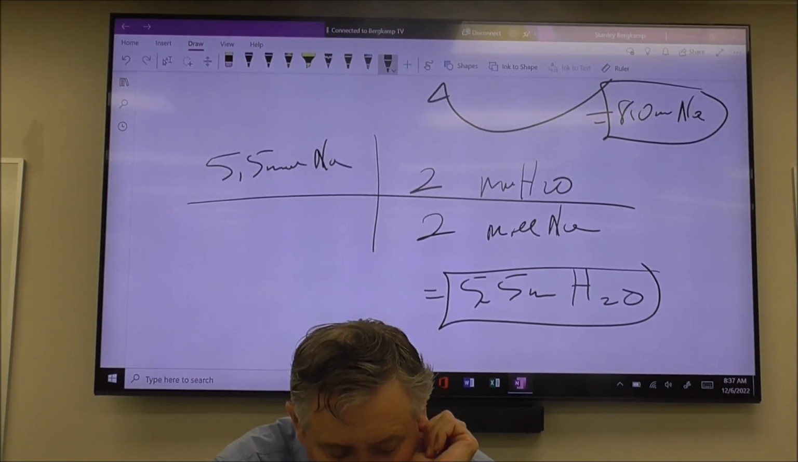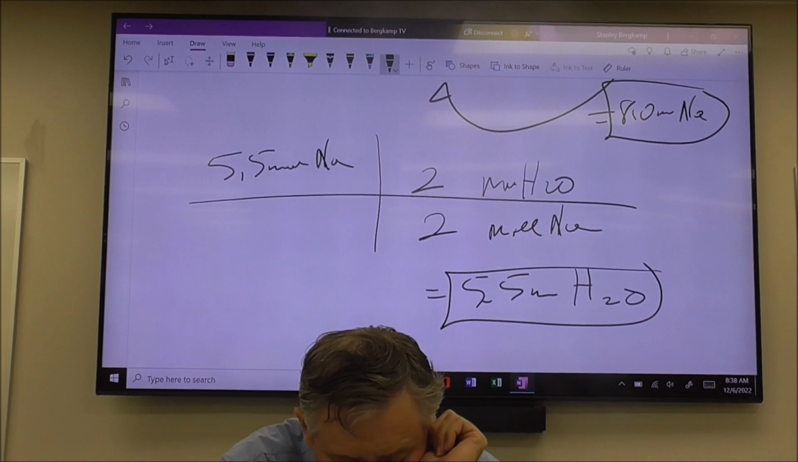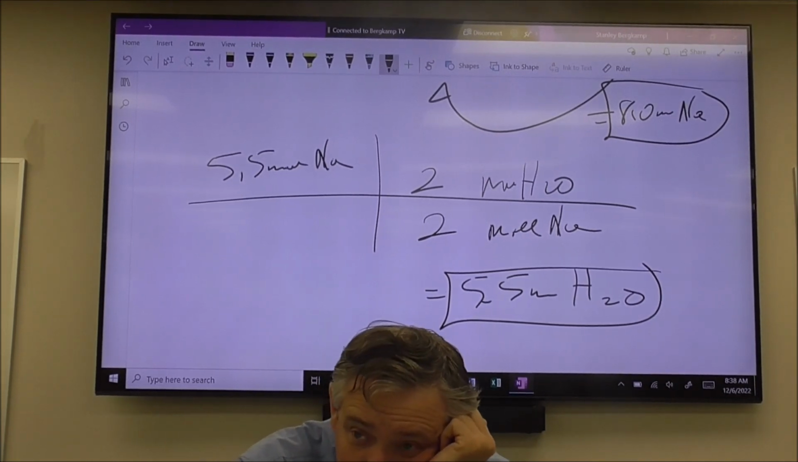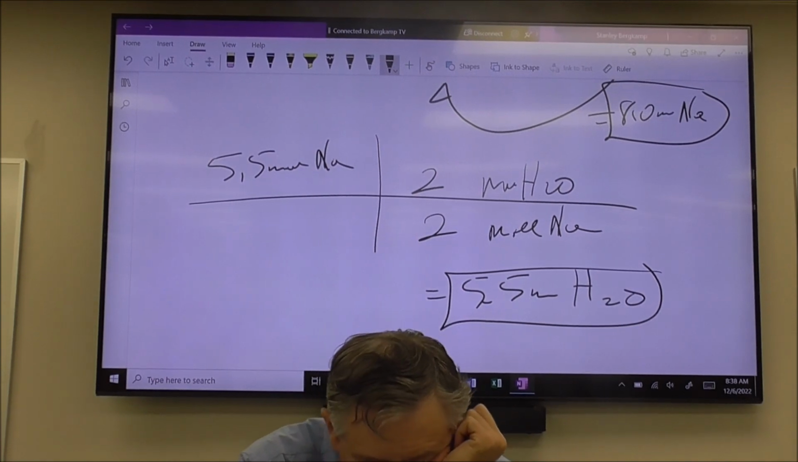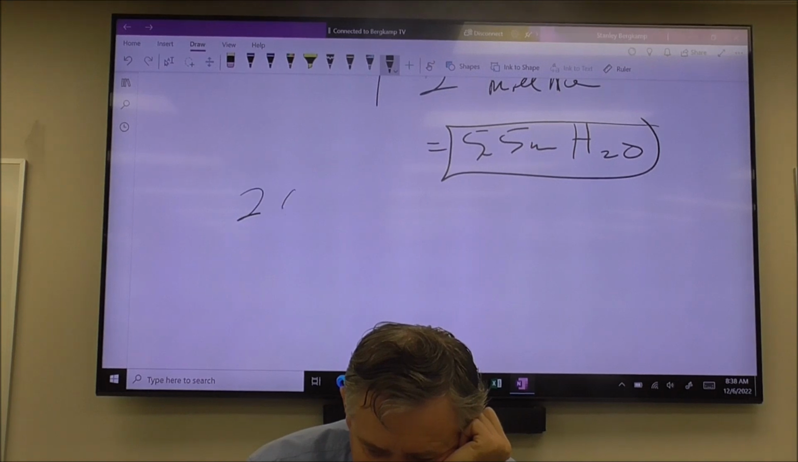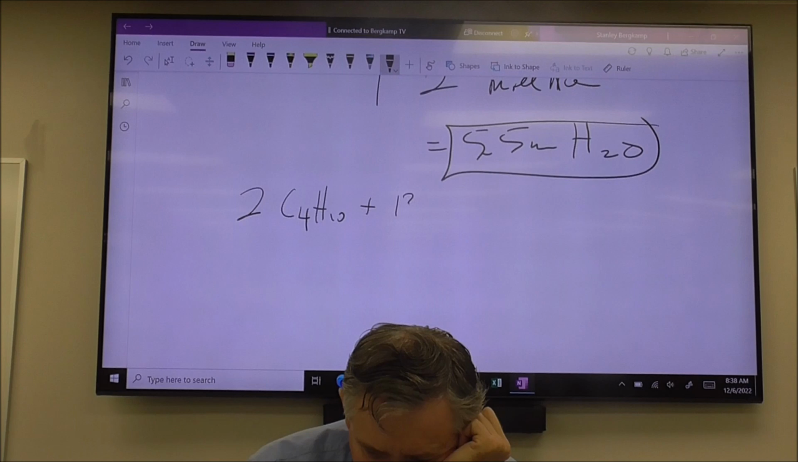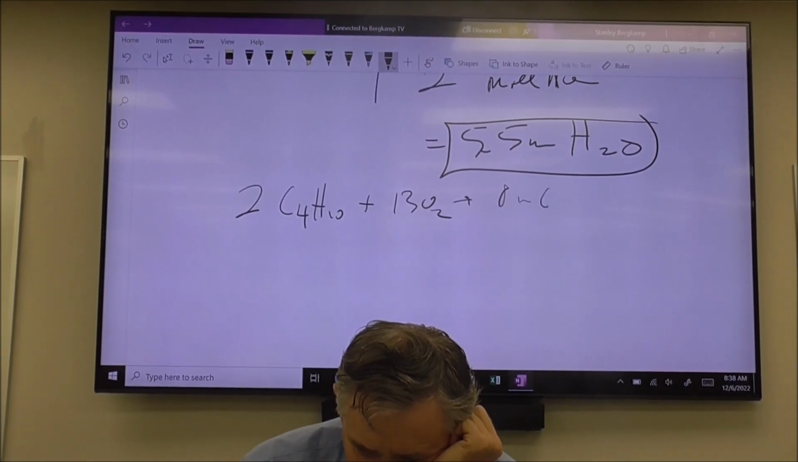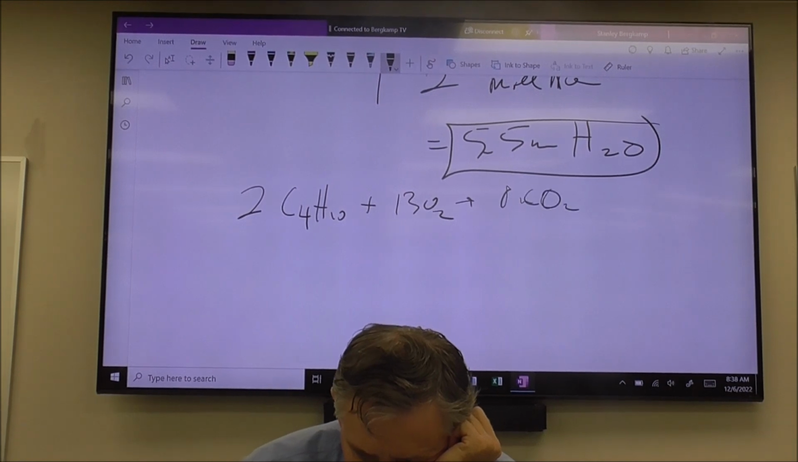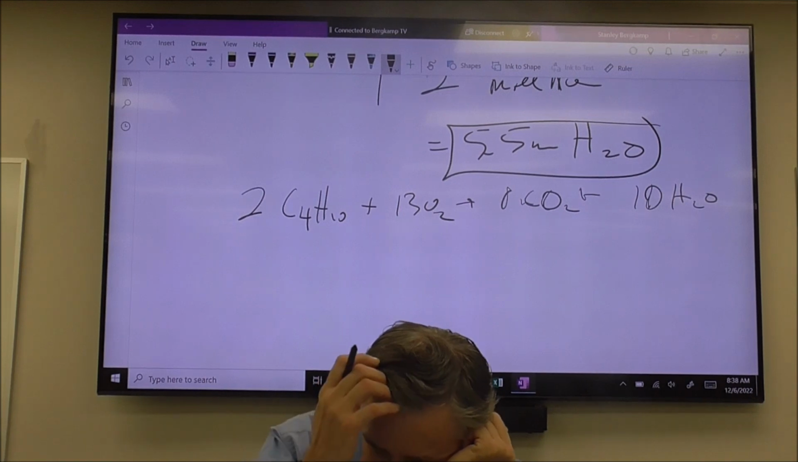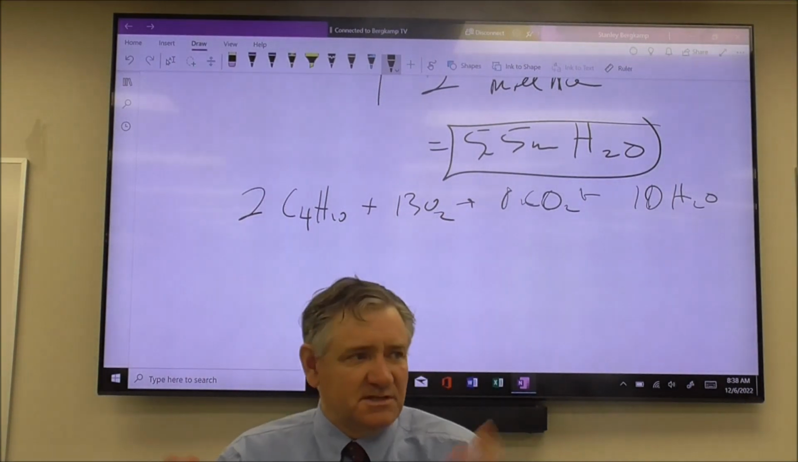Now, everybody cool. So Raman, what did you get for your answer to number 5? Beautiful. There's a 1-to-1 ratio. Okay? Now, you got a combustion reaction. Eight moles of carbon dioxide and 10 of water. Okay? Same process. Okay? Just different equation.